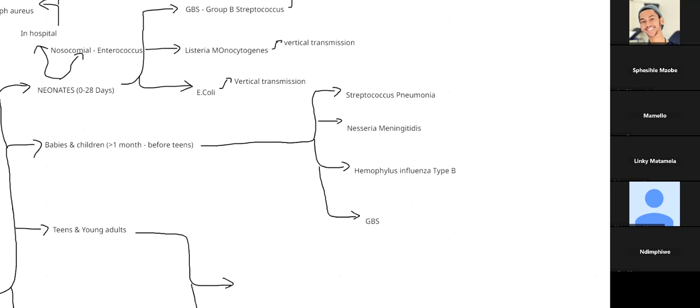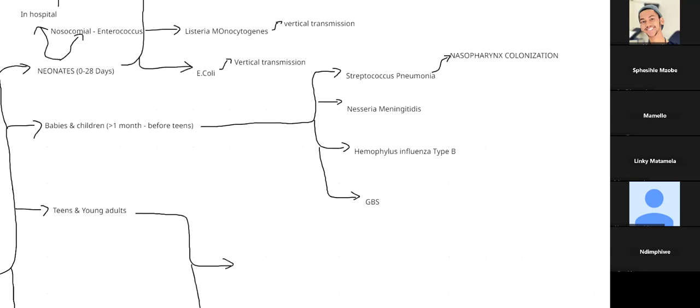So I'm just going to branch over here and mention as a keyword: colonization of the nasopharynx. With Neisseria meningitidis, it's respiratory transmission in crowded environments such as daycares and close contact with carriers. So one of the risk factors for transmission of that is crowded environments.